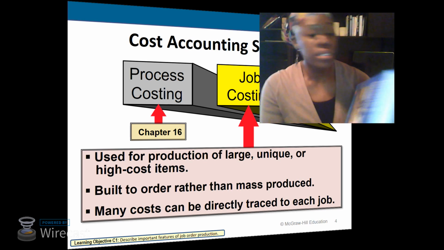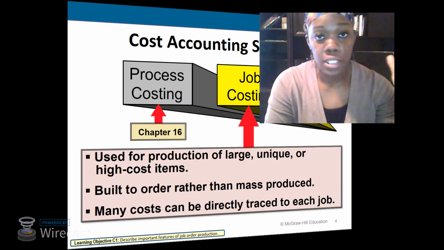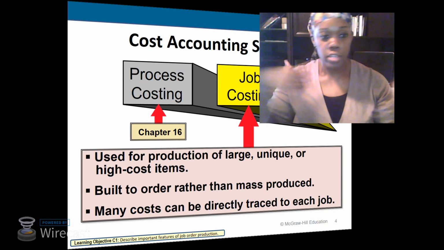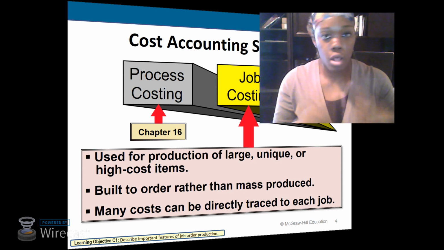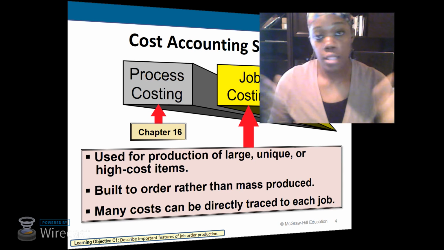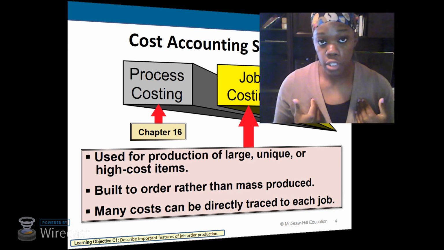I always think of cereal companies. If you buy a box of cereal, most of the time you see that big conveyor belt where they're producing a lot of cereal all at once. We're producing the same thing. All of our cereal boxes look the same. Your box of Cheerios should look like my box of Cheerios.